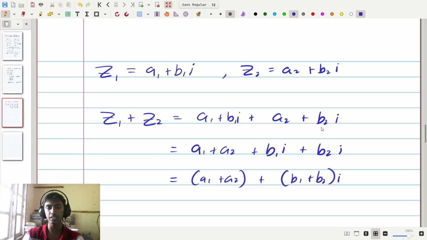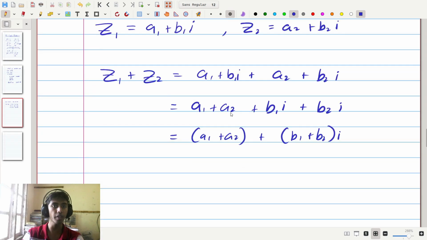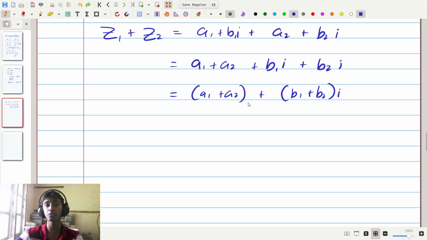Now here we can see that addition works as you would expect. When you add two complex numbers together, you're going to get another complex number, and if we add them together, we can write this as the real parts being added together plus the imaginary parts being added together. So that works all well and good. The same exact thing will of course work for subtraction, since subtraction is just negative addition.